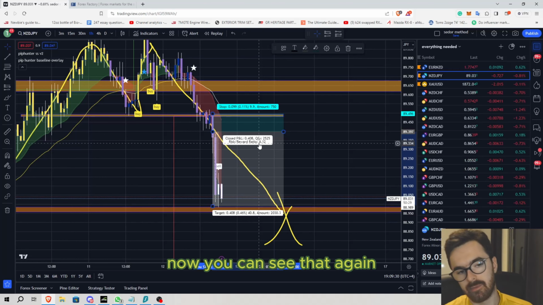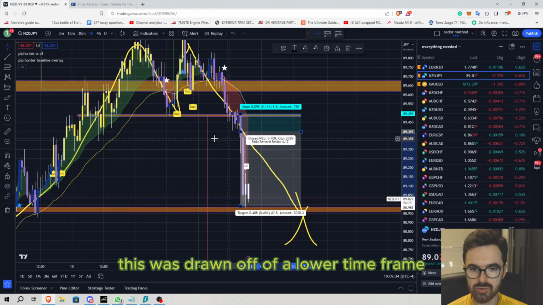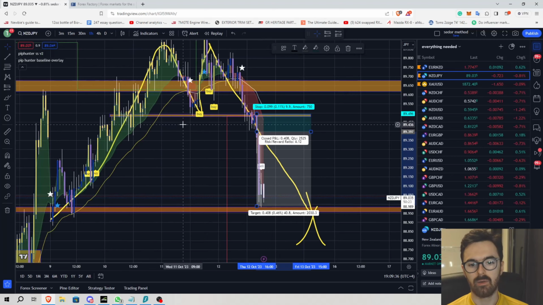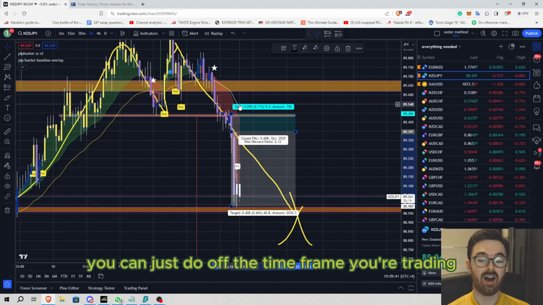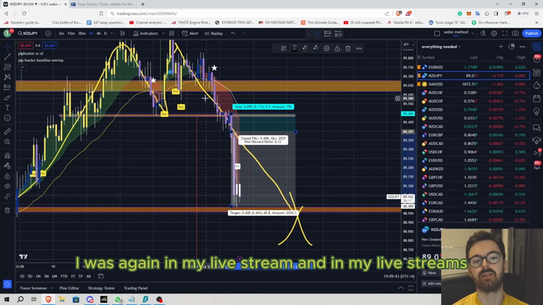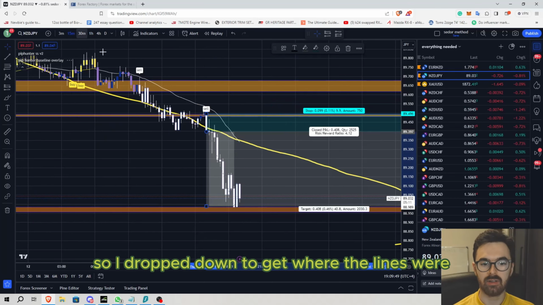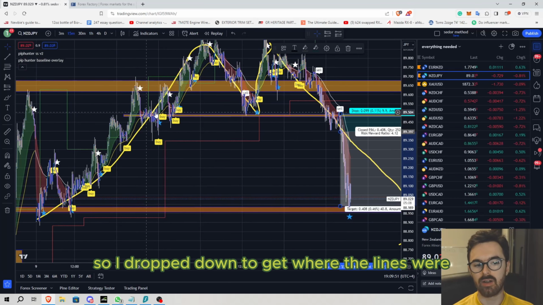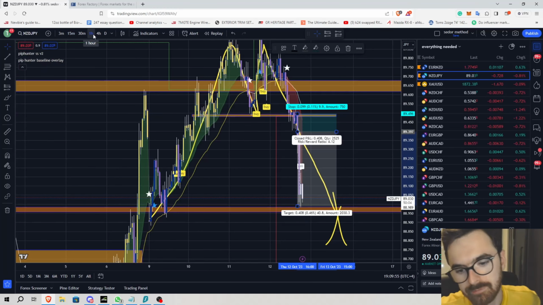Now, you can see that again I've got a bunch of zones drawn. This was drawn off of a lower time frame. You don't have to draw off lower time frames. You can just do it off the time frame you're trading. I was, again, in my live stream, and in my live streams I need shorter positions in terms of their time scale. So I dropped down to get where the lines were. That's why I had drawn it.